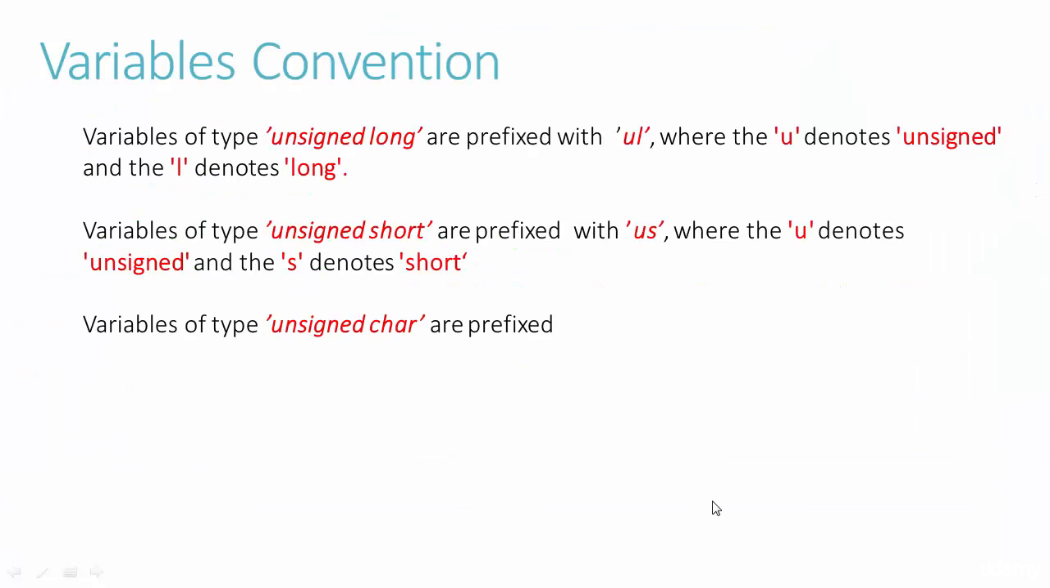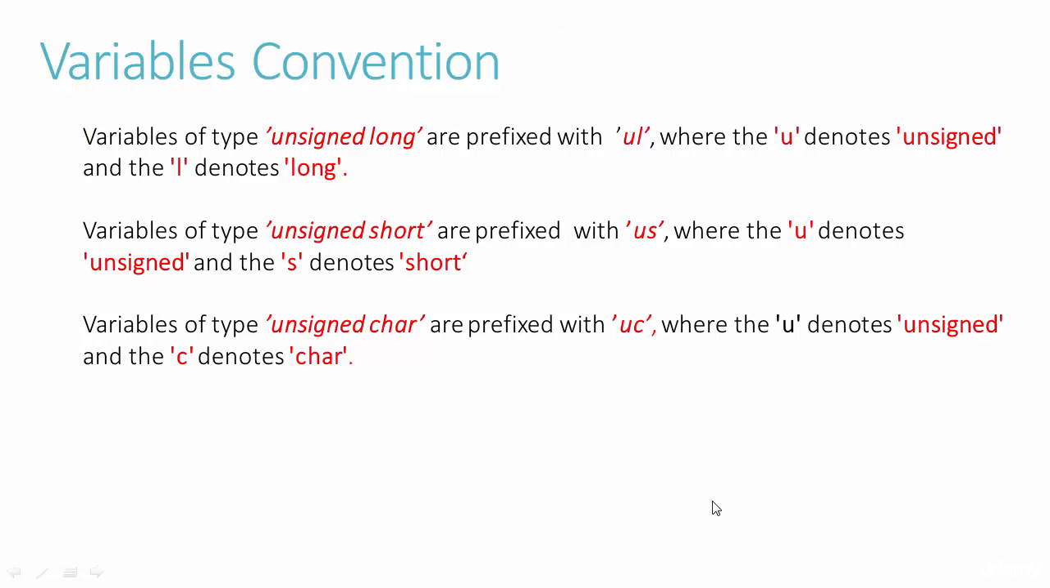Now, variables of type unsigned char are prefixed with uc, where u denotes unsigned and c denotes char. So if you find a variable name prefixed with the letters uc, then just think that it is of type unsigned char. Variables of non-stdint types are prefixed with x. This is a very important point. If you encounter any variable whose prefix is x, then it is not a standard int type. That means it is not defined in stdint.h, so it is a user defined data type.